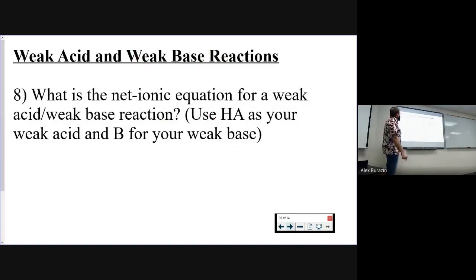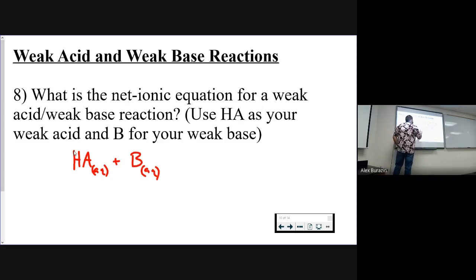Okay. Weak acid, weak base. What is the net ionic equation for a weak acid, weak base reaction? We're going to use HA for our weak acid. We're going to use B for our weak base. Bronsted-Lowry. What's going to happen? Stays together, stays together. This has no OH anyway, right?